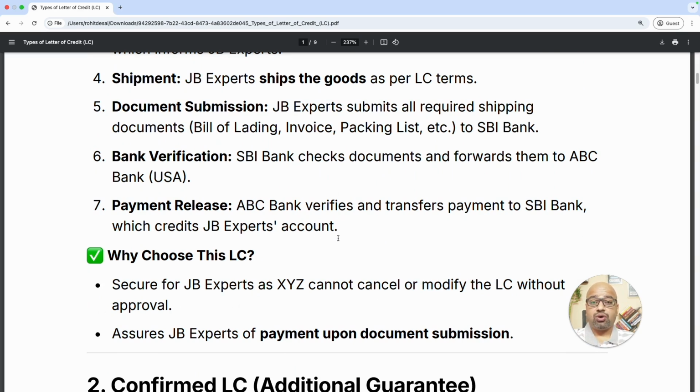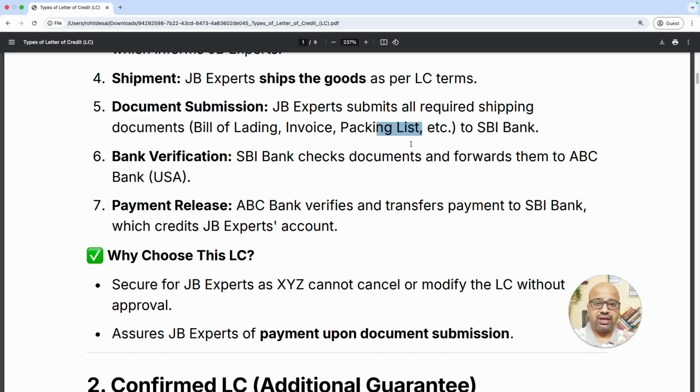Do not work on revocable LC. Anything is irrevocable. And then JB Experts gets the payment upon submitting the documents correctly. Once it's done perfectly, then I am out of it. I got my money. I can start the next trade. So this is how simple the LC is. I'm not going to lose any money, but here I'll not be getting any money in advance. It could be a 10%, 15% combination with other LCs. You can do a combination saying 20% advance and the rest 80% is going to be paid by LC.